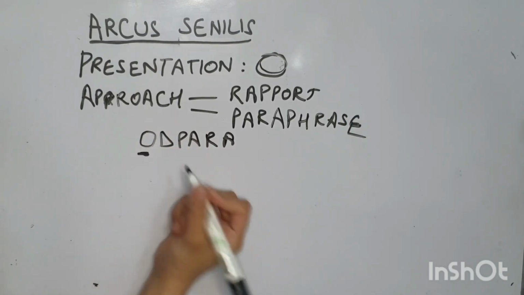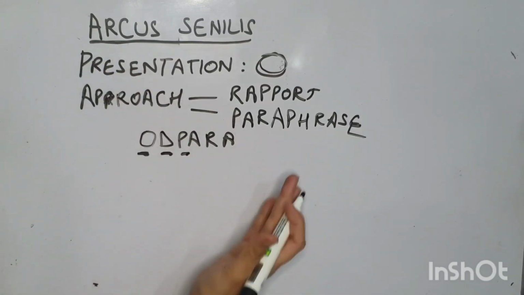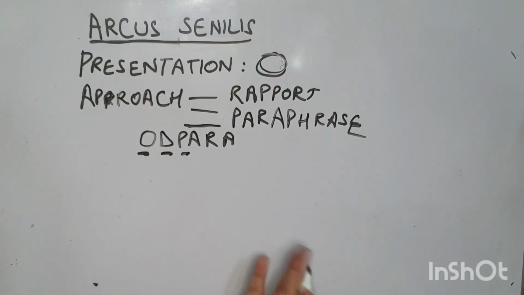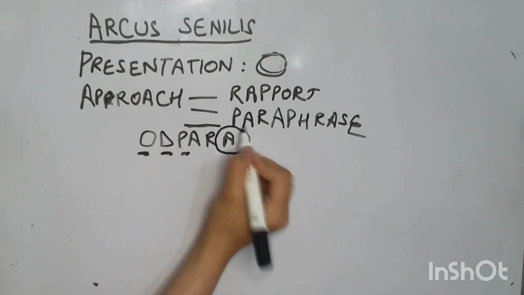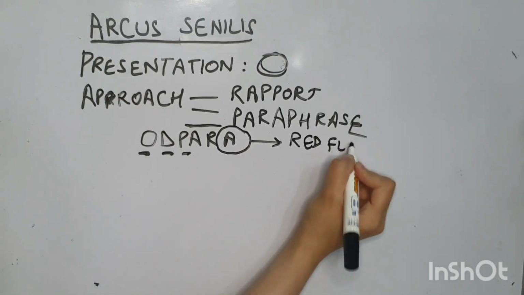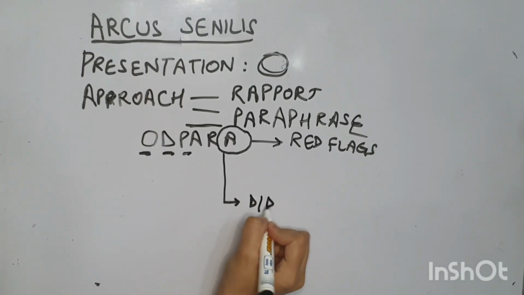Onset, when did you first notice it? Duration, is it there all the time? Does it come and go? Progression, is it getting better, getting worse? Aggravating and relieving factors, is there anything that helps with it? Anything that makes it worse? This A is anything else. This is your window to ask about red flags and DDs.